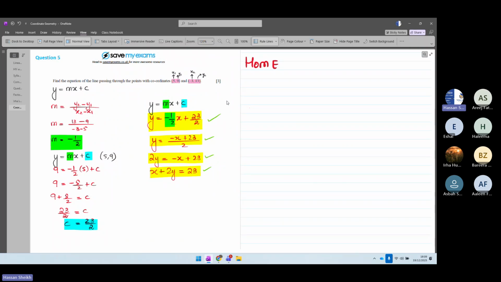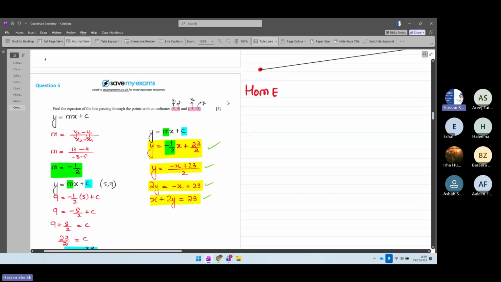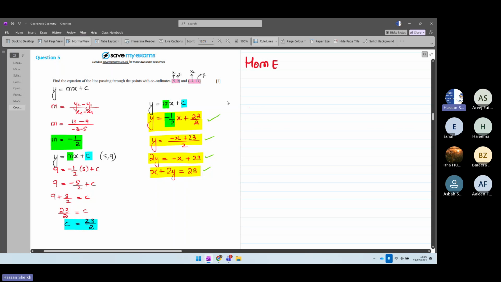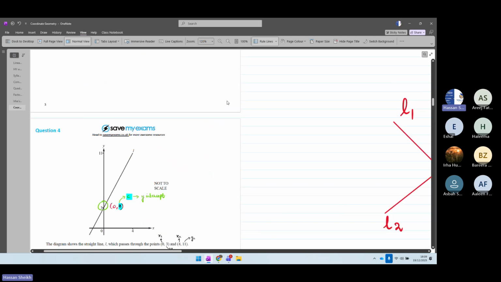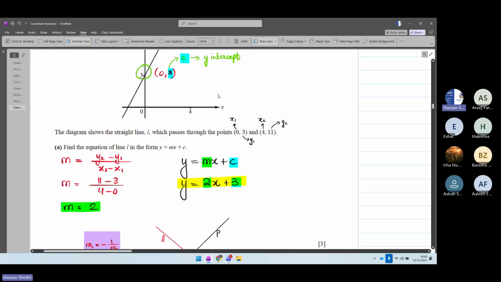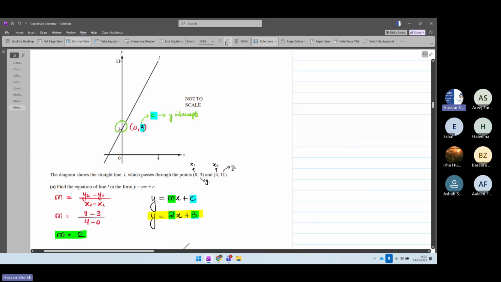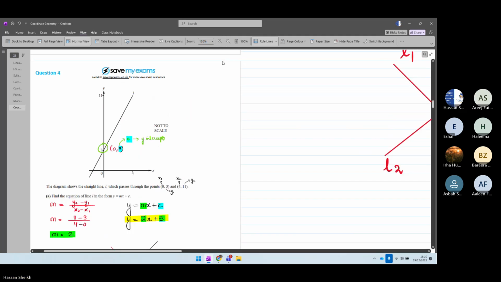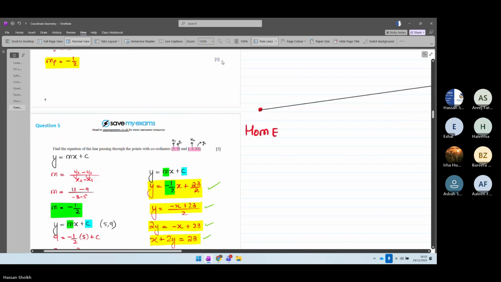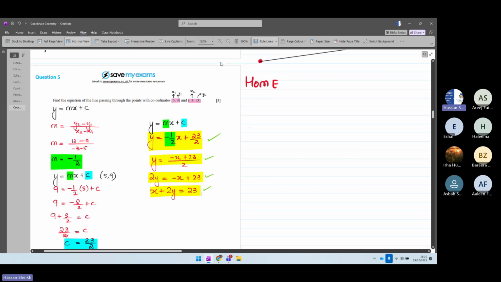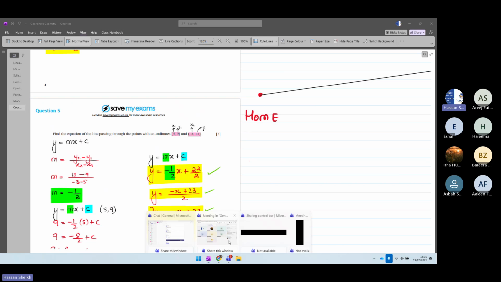So you need to choose which point you will substitute into y equals mx plus c with the value of the slope, to calculate the value of c, which is the y-intercept. Why do we need to calculate the value of c? Because the graph is not given. If the graph is given, you can simply check where the line is intercepting the y-axis. That point is c. Agree? Is that the difference between question number 4 and 5? In question number 4, the graph was given. In question number 5, the graph is not given.